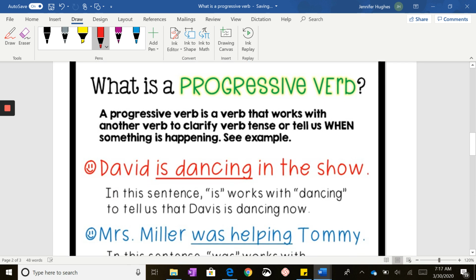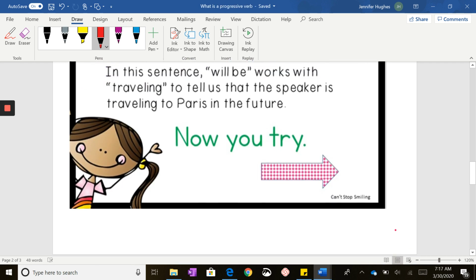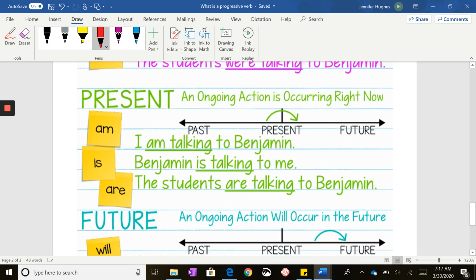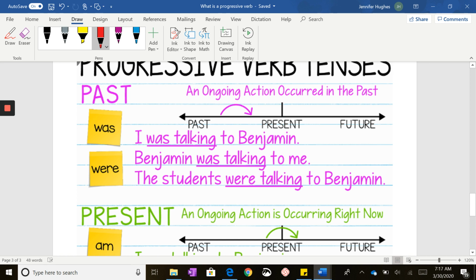So I have included some examples. There's another definition of a progressive verb and some examples that explain what the progressive verbs are doing. And there are 2 pages of these. I will upload these to the ACELA and reading folder in the MVES digital learning folder for you to use while you're working on your verbs this week.